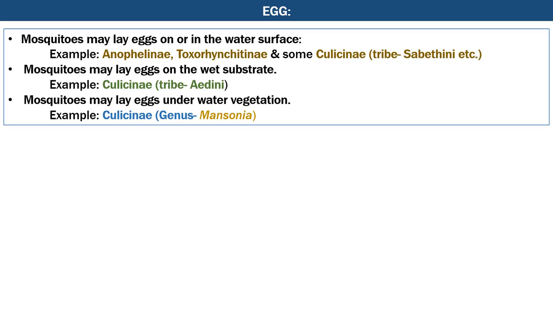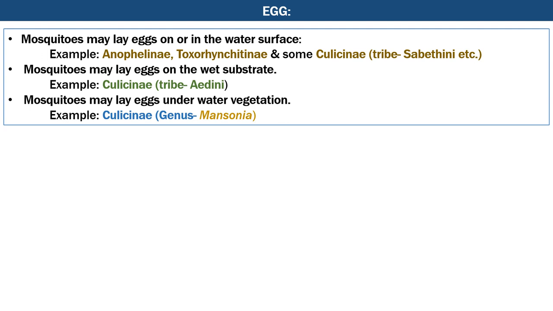Mosquitoes may lay eggs on or in the water surface, for example, anopheline, toxorhynchitine, and some culicine mosquitoes, like mosquitoes under tribe Culicini, lay their eggs on or in the water surface.